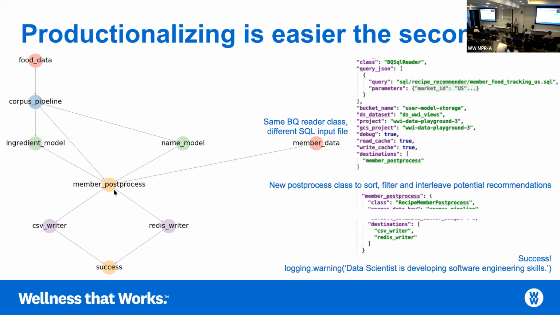You can have a reader go right to a post process. You can have a model go back to a pipeline and to another model. It's very customizable. And this is a new post process that we wrote to do this interleaving of recommendations. And then we write to the same writers, and the DAG knows where the data is coming from, and it knows what to write. And then at the end, we go to our success node, and now your data scientist is developing software engineering skills. They're reusing old code and writing stuff to be modular.